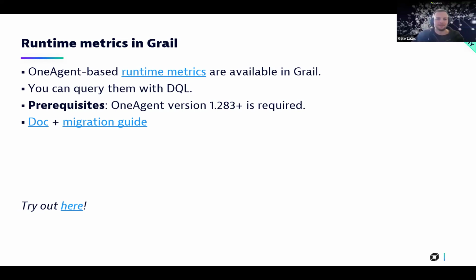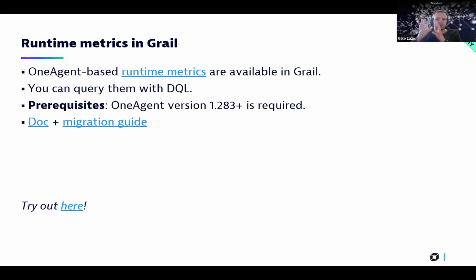So really go for it. This is the future of Dynatrace, everything in Grail, and really make use of all the flexibility that you get with that. One prerequisite that you should think about is that you need OneAgent version 1.283 at least to collect those Grail metrics and send them to the Dynatrace servers. We also have a really exhaustive documentation and a migration guide if you want to migrate classic runtime metrics to the Grail metrics in terms of the usage.